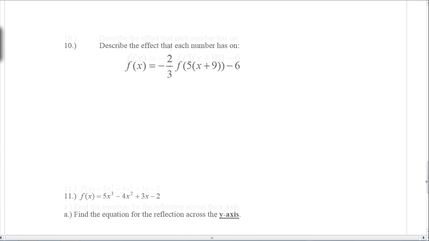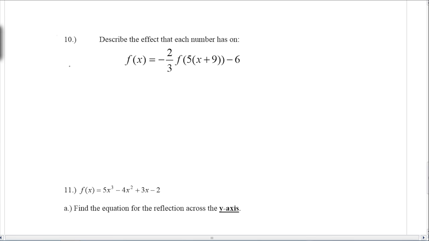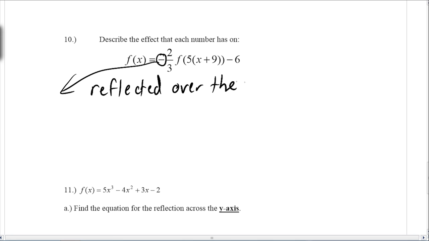Moving on to number 10. Alright, so let's finish up the last page. Let's take a look at the negative out in front here. What this negative means is that it's going to be reflected over the x-axis. Remember, that's the a value is going to be negative.